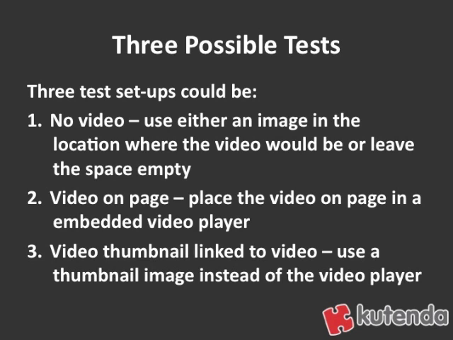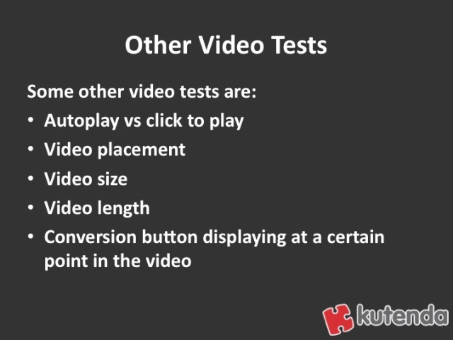There are some other video tests you can do if you decide that video does work for you on your landing pages. You can really get down and dirty and start testing some of this stuff, like auto-playing that video when somebody comes to the page versus click to play. You can place that video in different parts of your web page to see how that works for you. You can test the video size to see if the size of the video is going to make a difference as far as how many people watch it and also how your conversion rates can change. You can do different video lengths with different messages, endless possibilities there for testing.